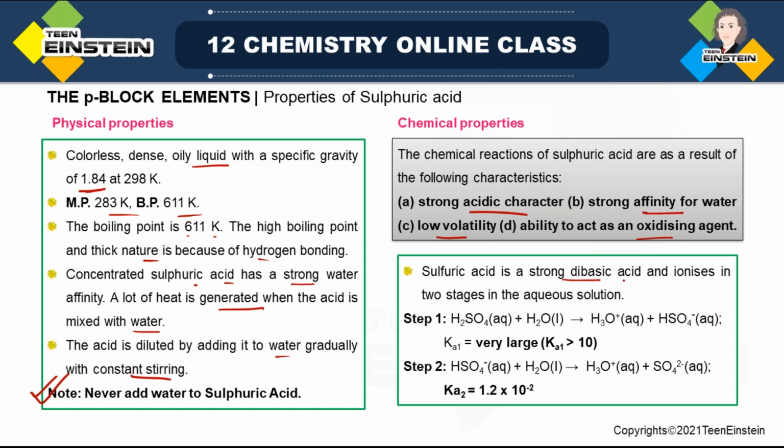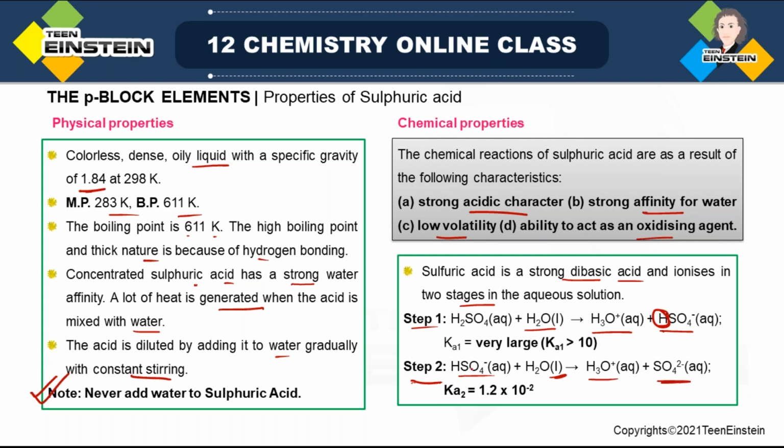It is a strong dibasic acid because you can get 2 H plus when it is dissociated. It ionizes in 2 stages. In step 1, in the presence of water, H plus is associated with H2O and you get the hydronium ion, and this is HSO4 minus. Now there is still one more hydrogen, so further dissociation is possible. In the second step, HSO4 minus again gives another H plus, you again get the hydronium ion, and now it is sulfate.